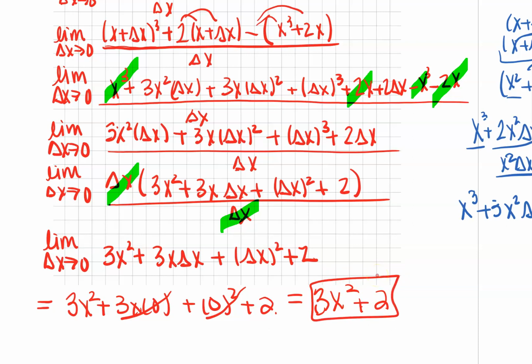Whew, I'm so glad I didn't have to do that twice. But for this one, it says, what is the derivative of x cubed plus 2x? And that derivative would be 3x squared plus 2. And then I can find you the slope at any given point on a curve.